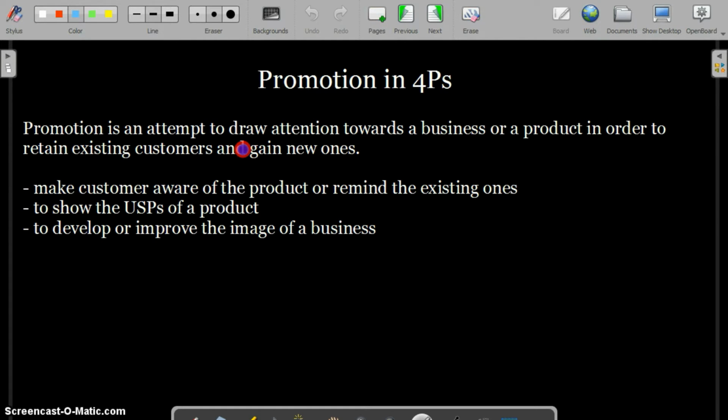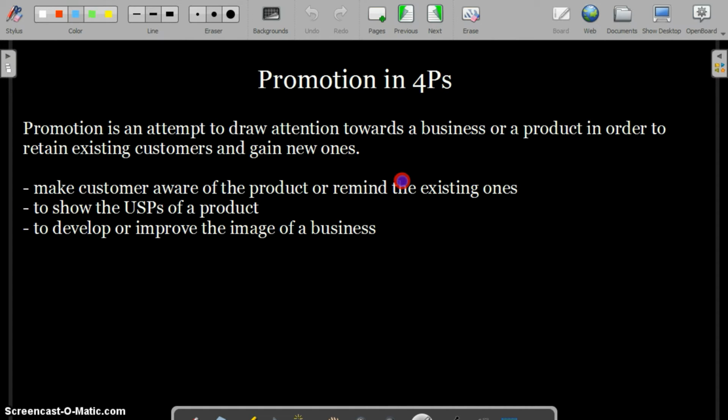Now, this sentence might sound familiar to some if you have already watched previous videos, as it is related to customer relationship management, CRM you can say. So what was the main goal of CRM? If you could recall, it was to retain existing customers and attract new ones. That's basically what promotion does, because promotion is related to communication with customers, managing customer relationships. So you want to gain new customers and retain old ones.